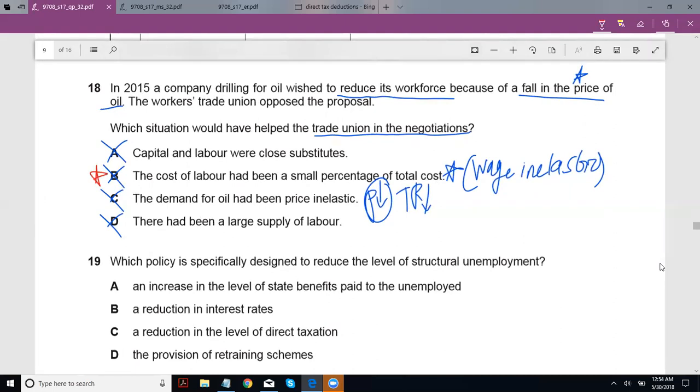Think of it like this: if the cost of labor is a small percentage of total cost, then this is very similar to when we studied the factors that affected elasticity, where if the expense on the particular product was a small proportion of overall income or overall expenditure, then it was inelastic.